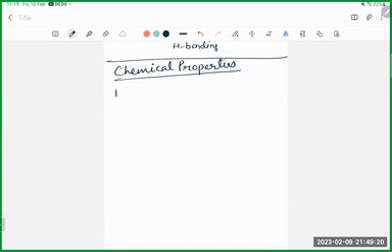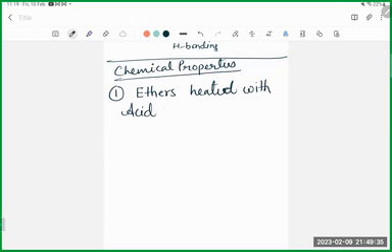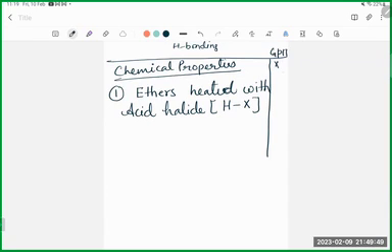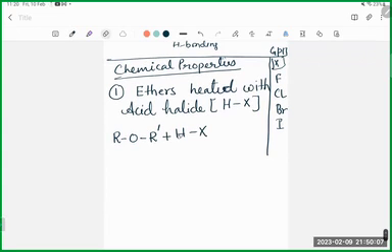So the first property, as I said, is ether heated with acid halide. Acid halide can generally be represented as HX. X means F, Cl, Br. For your reference, I would write over here, it's a group 17 element. X means fluorine, chlorine, bromine, and iodine. Clear? So how will it react? Look over here. I'm taking the general reaction R-O-R' reacting with HX, right? So what do you get over here? Let me write this way, okay?